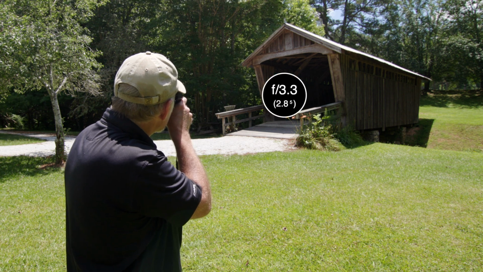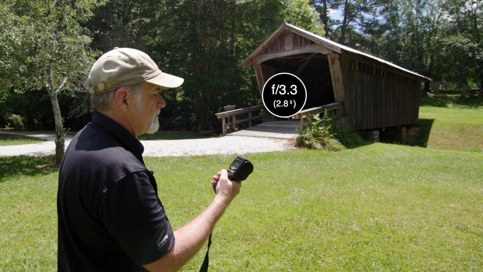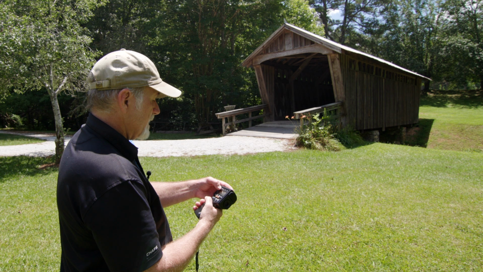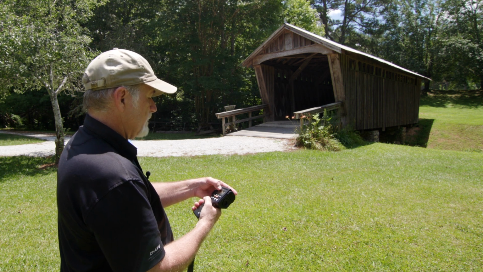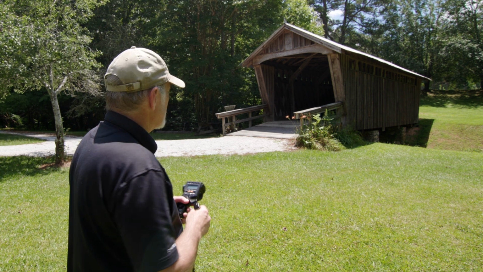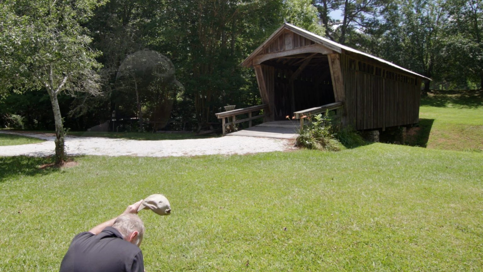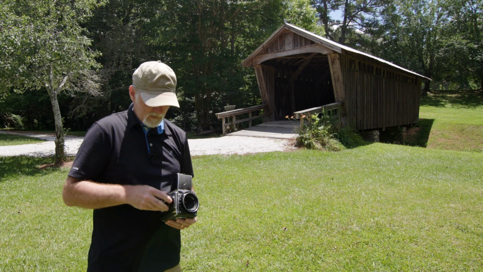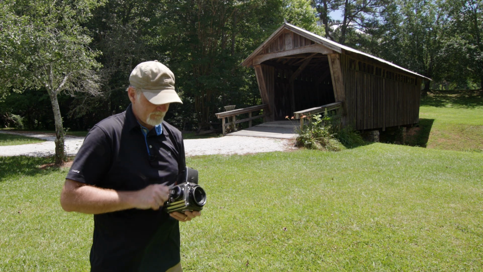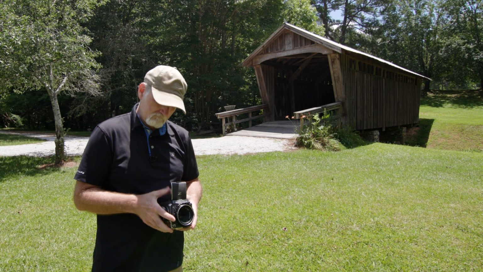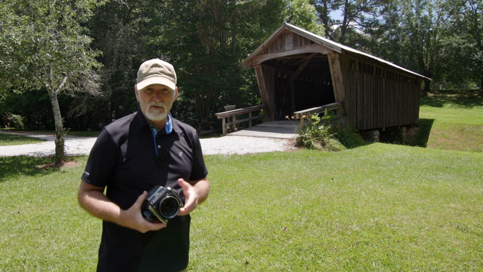That's 1/60th of a second at f2.8 and a half. All right, so if I want to assign that to Zone 3, I need to move my exposure from 2.8 and a half to 4.5 and a half to 5.6 and a half. That will then make that Zone 3 and not Zone 5. Had to shade the lens with my cap. Shooting low in a backlit situation could give you some flare.